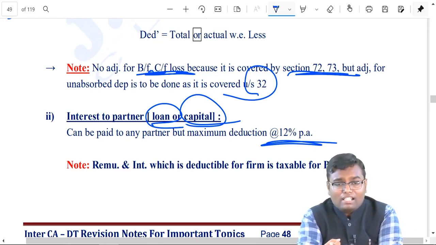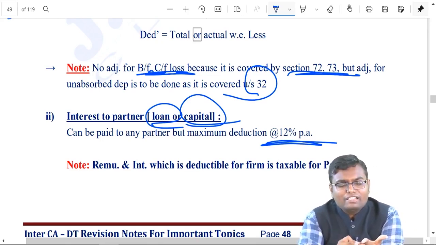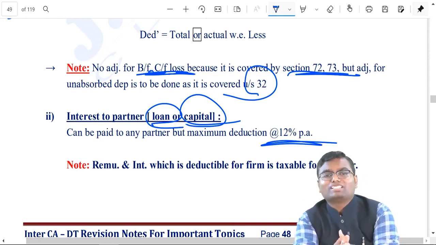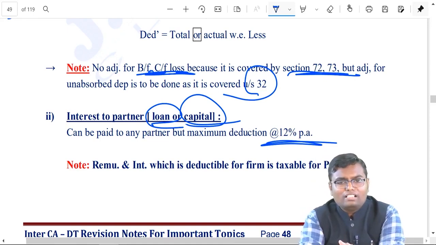Now remember, while calculating the question, first deduct interest up to 12%, then see what is the book profit. On that book profit you apply remuneration. So first interest to be given effect of, and then remuneration.